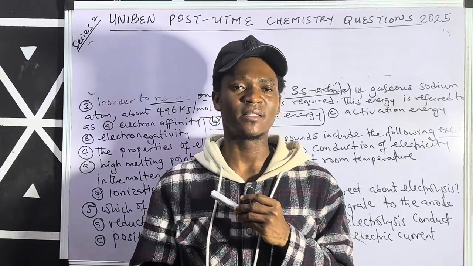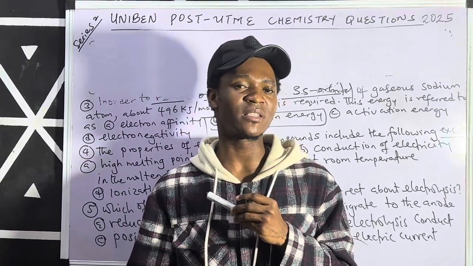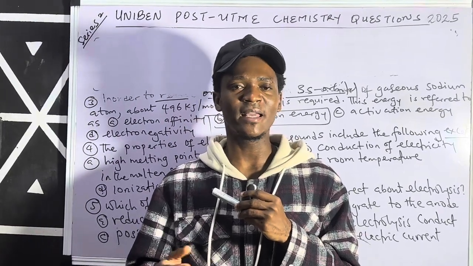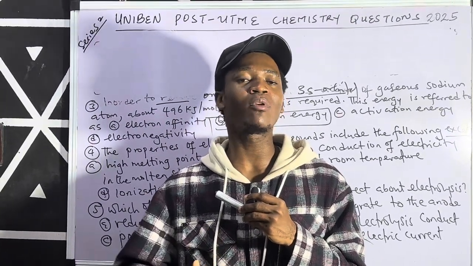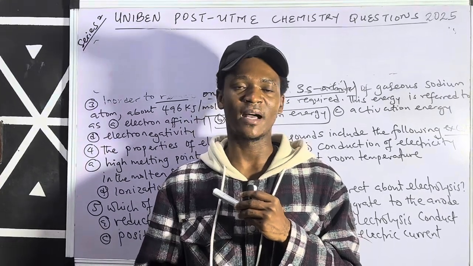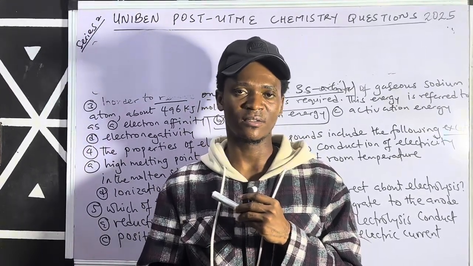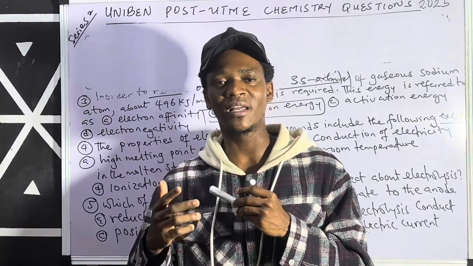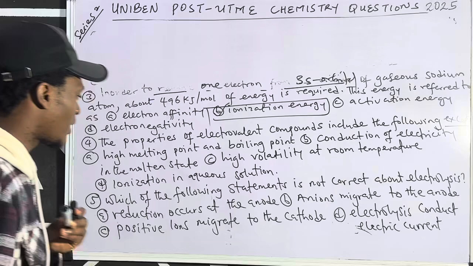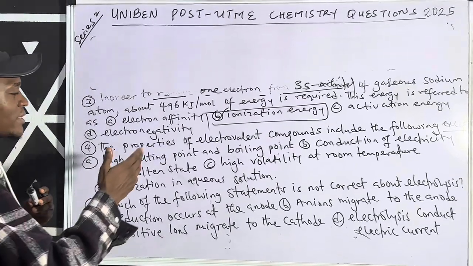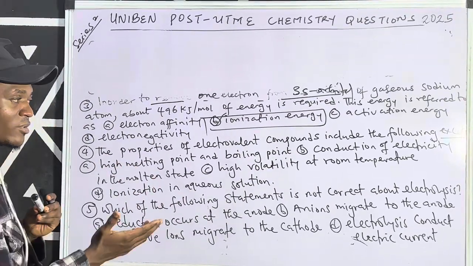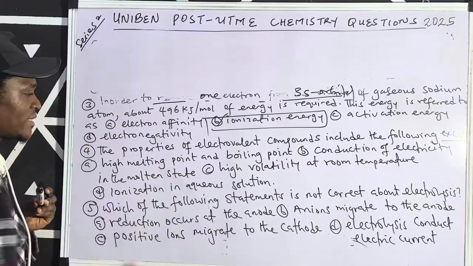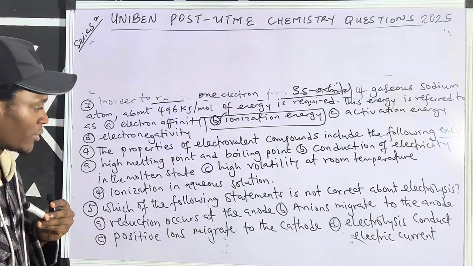Another property is that they are good conductors of electricity, especially in their liquid or molten forms. Again, they are soluble in polar solvents, for example water, and insoluble in non-polar solvents. So these are some of the unique features of electrovalent compounds. Let's check whether we have such. High melting point and boiling point. This is a property, so it's not the answer. Conduction of electricity in their molten state is also correct.